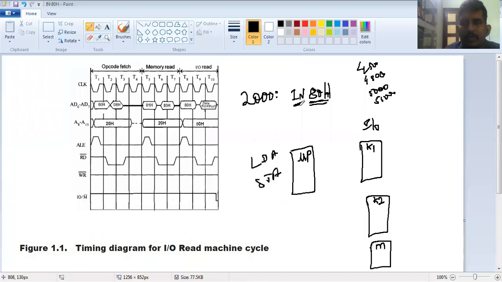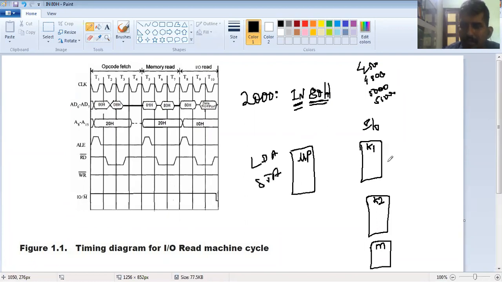So now we're going to see the IN instruction. In the IN instruction, the microprocessor is going to communicate with an input/output device. But IN means it is going to communicate with one of the input devices. So that one input device is available at address 80.